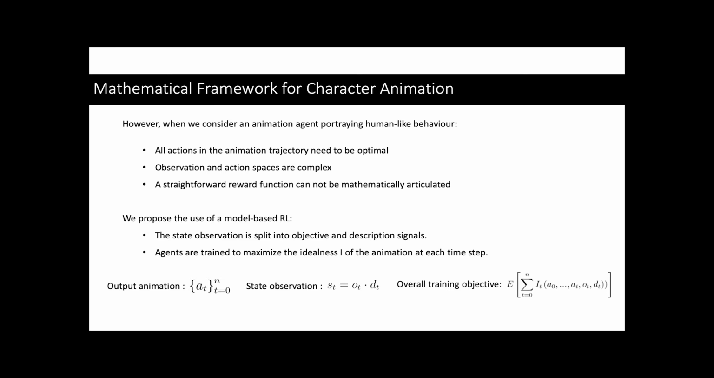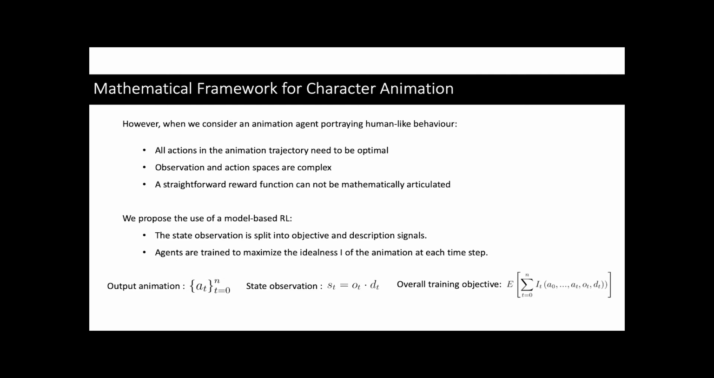And for character animation, we propose the use of model-based reinforcement learning to address these issues. We construct a state observation space that splits the information provided to the agent into an objective signal and a description signal.